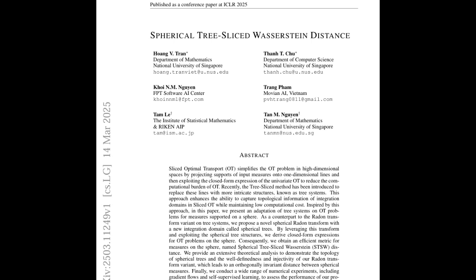Exactly. So we transform our spherical probability distributions onto a collection of these spherical trees, using these carefully chosen splitting maps. Yes. So now how do we use these transformed distributions to calculate this STSW distance? The STSW distance is defined as an average of the standard Wasserstein distances, calculated between the transformed probability distributions on many different randomly sampled spherical trees. So we're not just picking one tree. We're generating a bunch of them.